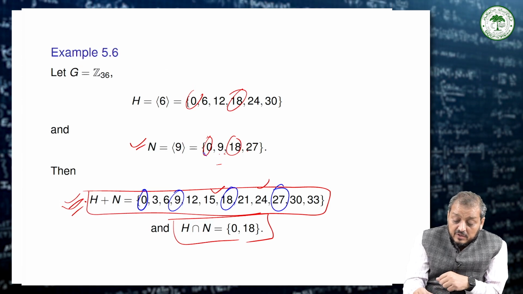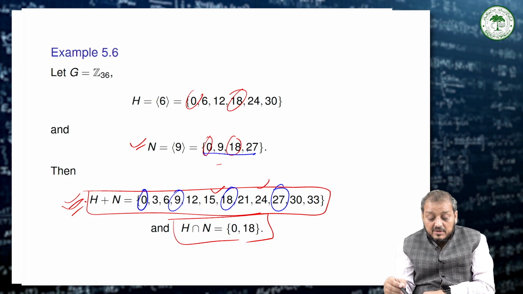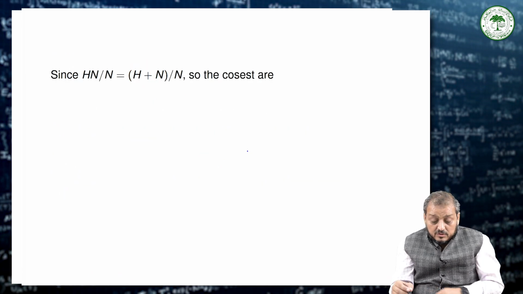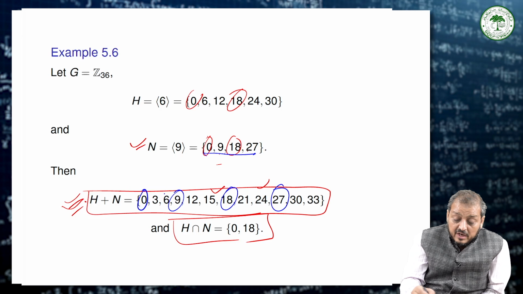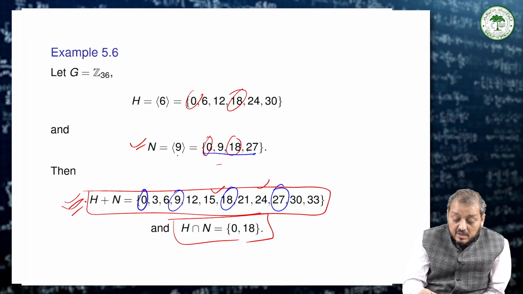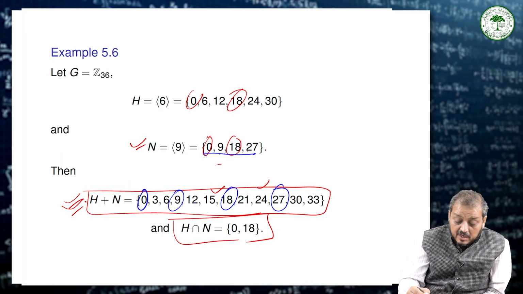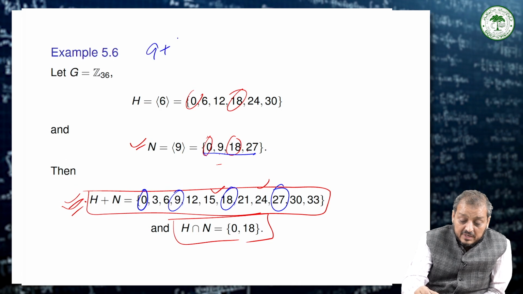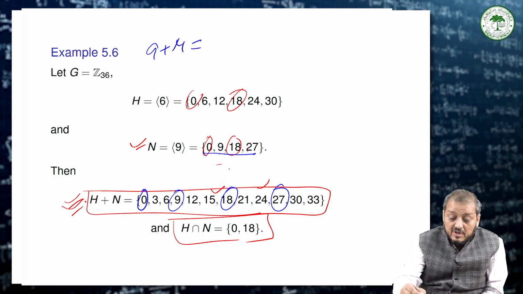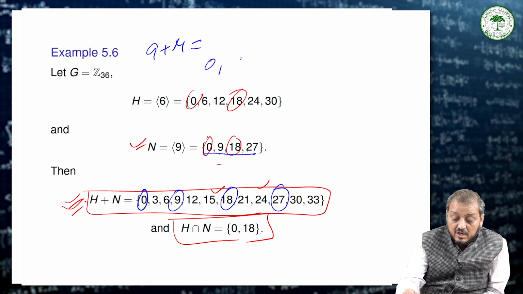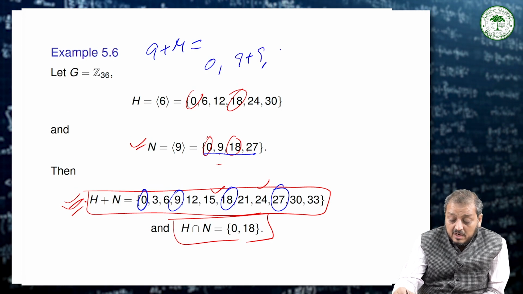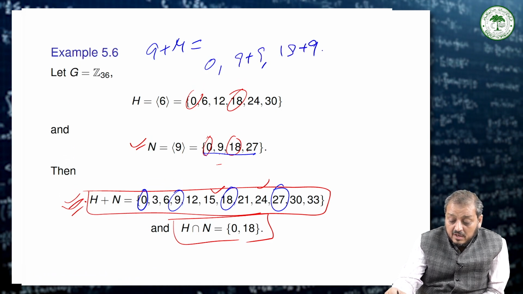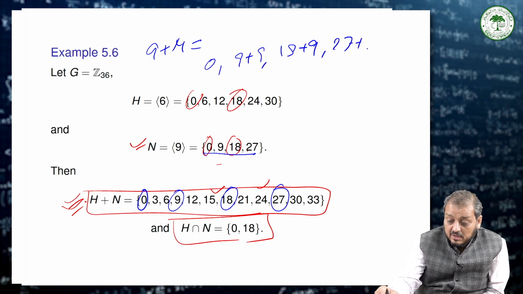So 0 plus 0 is equal to this. So this is nothing but equal to n. So if you want, you can just check. I check 0 plus n is equal to n, and now we have to take 9 plus n. So 9 plus n means we have 0, and then you have 9 plus 9, and now you have 18 plus 9, and you have 27 plus 9.